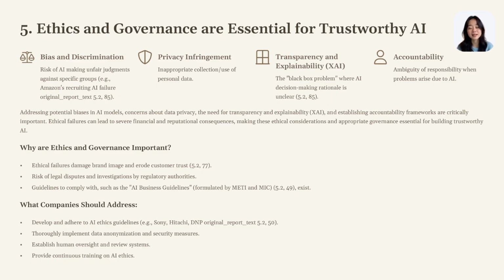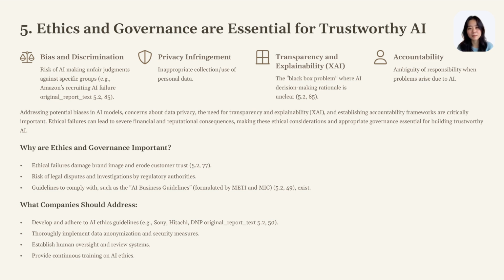If AI makes an ethically questionable decision, the company's brand image will be greatly damaged and it may lose the trust of customers in an instant. There is also the risk of legal disputes and investigations by regulatory authorities. In Japan, the Ministry of Economy, Trade and Industry and the Ministry of Internal Affairs and Communications have formulated the AI Business Guidelines, which provide ethical, legal, and social guidelines for companies developing and using AI.